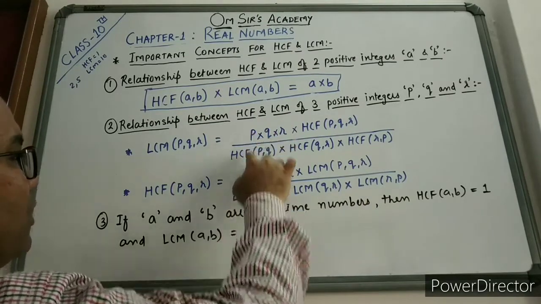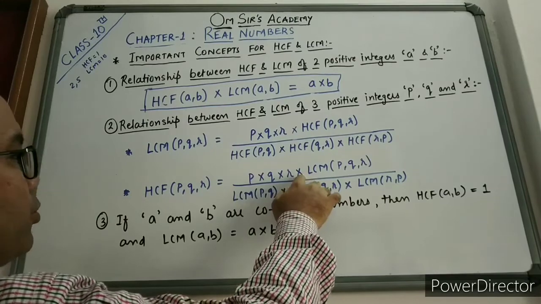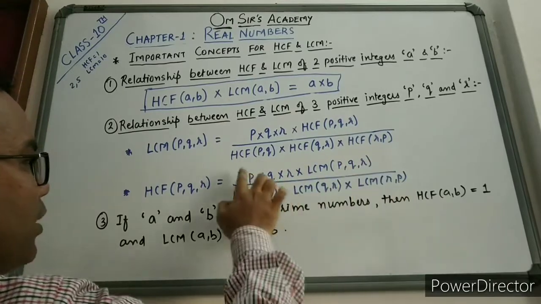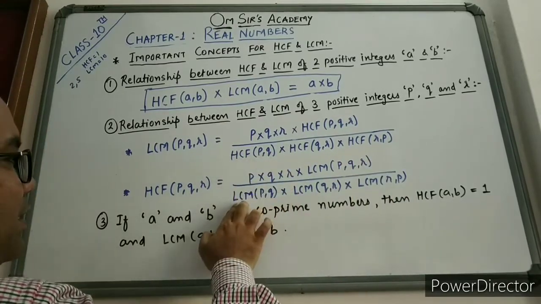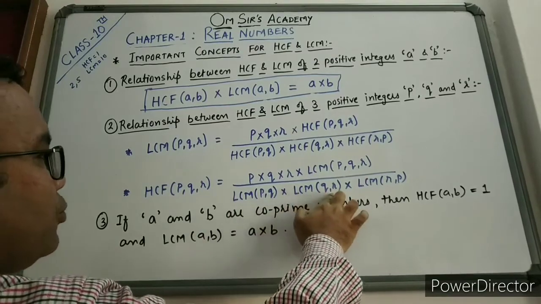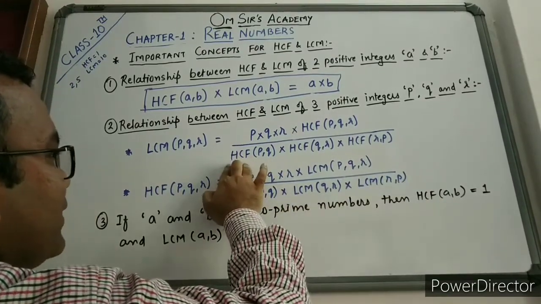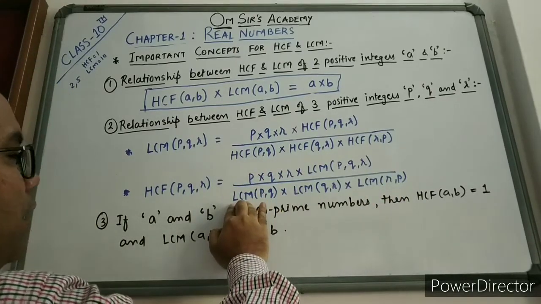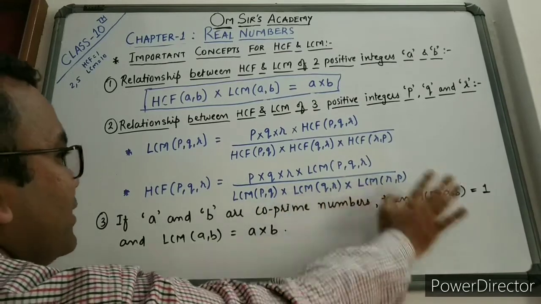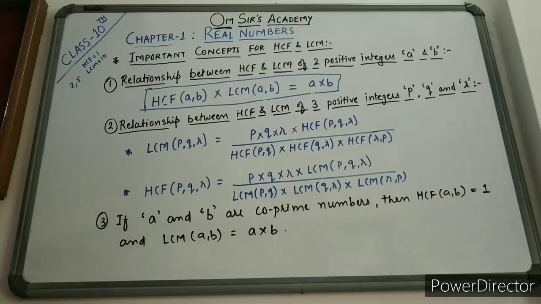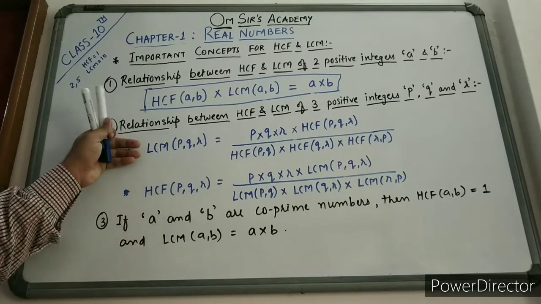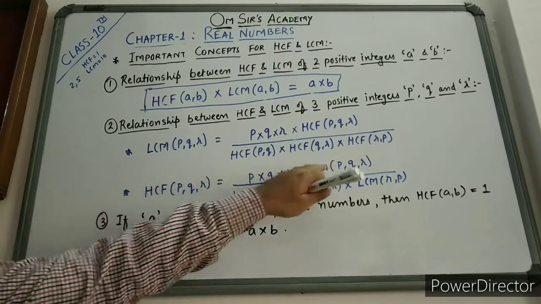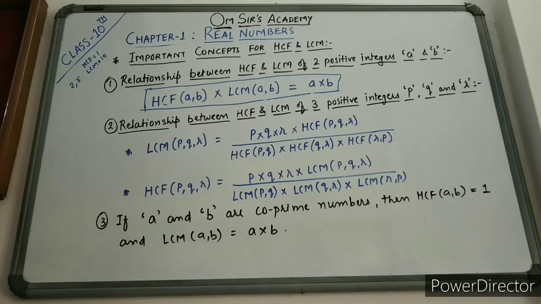So the formula will remain the same: p into q into r into LCM of p, q, r, upon LCM of p, q into LCM of q, r into LCM of r, p. Here it was HCF of p, q, r, here it will be LCM of p, q, r. Here it was HCF of p, q into HCF of q, r into HCF of r, p; instead of that, they have taken LCM of p, q into LCM of q, r into LCM of r, p. So it is very easy to remember, friends. When you are asked to find LCM, you put HCF over here, and when you are asked to find HCF, you put LCM over here. That's it. Is it clear?